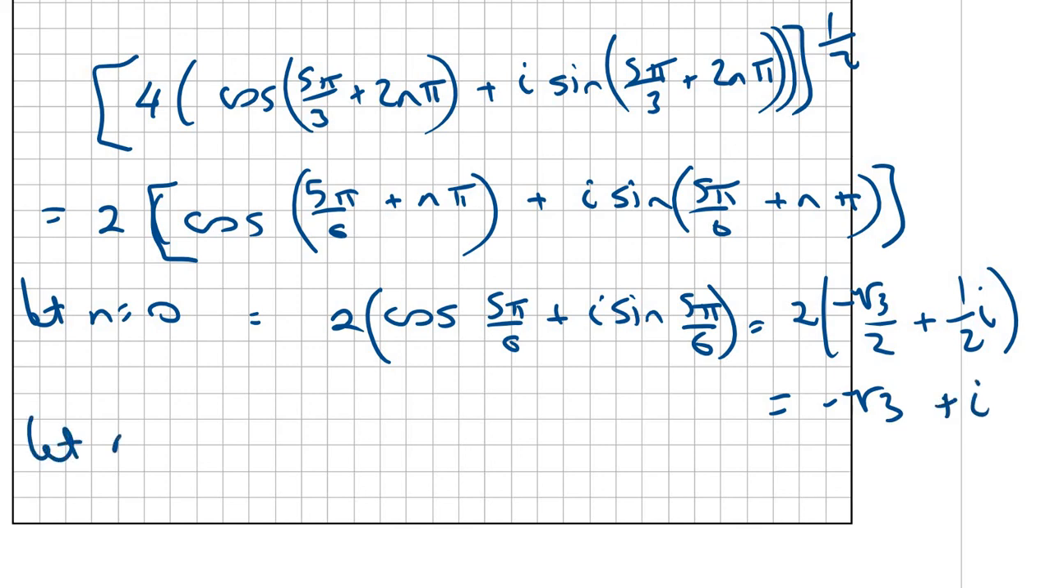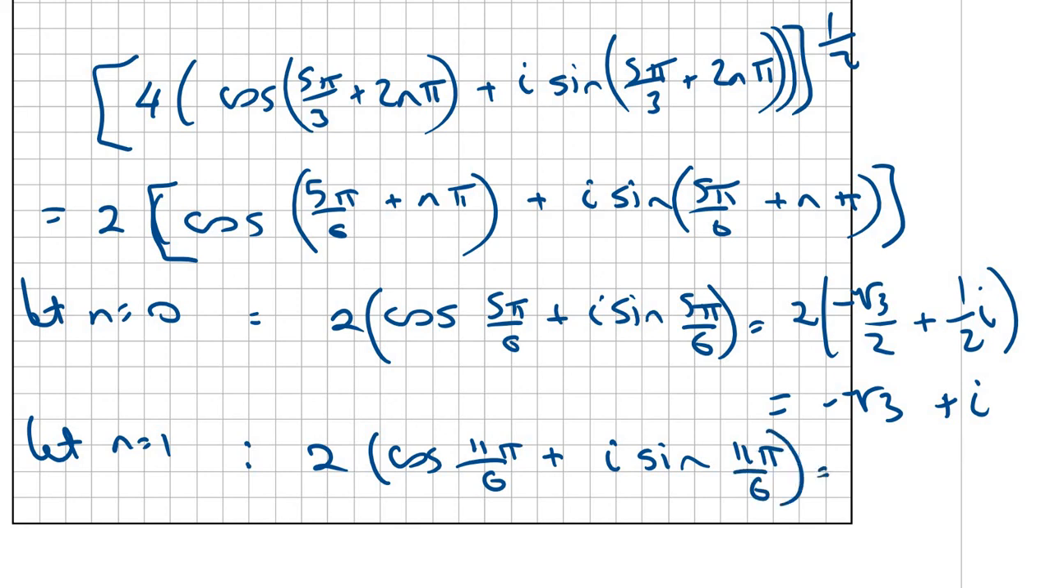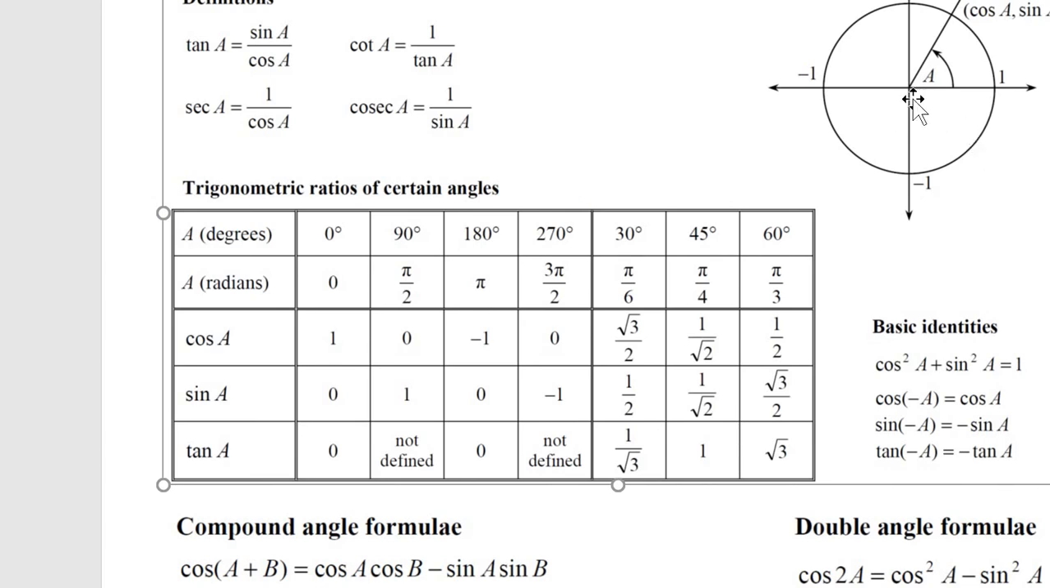Now if we let n equal 1, we get 2 outside of cos 5 pi over 6 plus 1 pi, which is 6 pi over 6. So it's going to be 11 pi over 6 plus i sine 11 pi over 6. You can look this up in the calculator, but if you want to just use your tables, 11 pi over 6 is here, just less than 2 pi, which is a full revolution. Our reference angle becomes pi over 6 again.